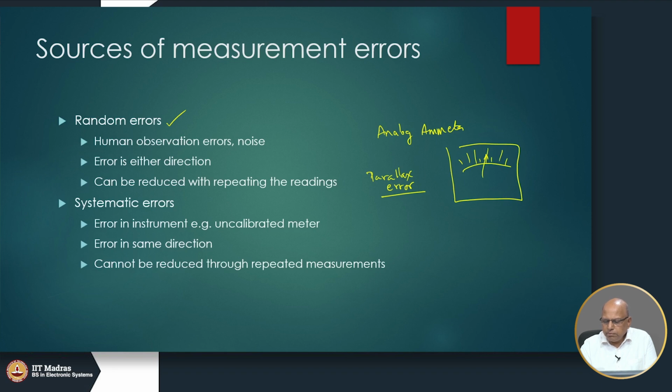If you ask 10 different people to read the analog value, the actual value may be 2.5 amperes. Some people will read it as 2.4, some people will read it as 2.5, some people will read it as 2.6. So, it will be like a distribution like this. 2.5 is the average, and some people will read lower values and some higher. So, that is why it is random.